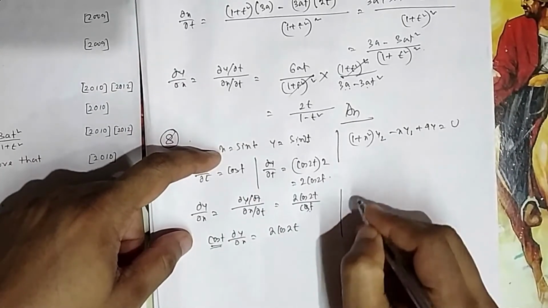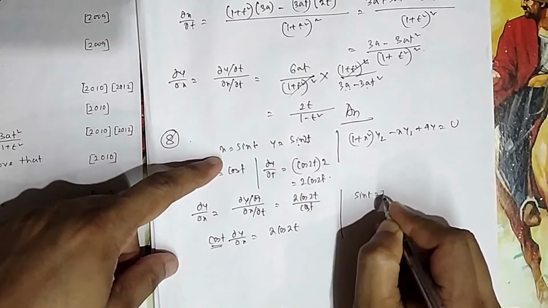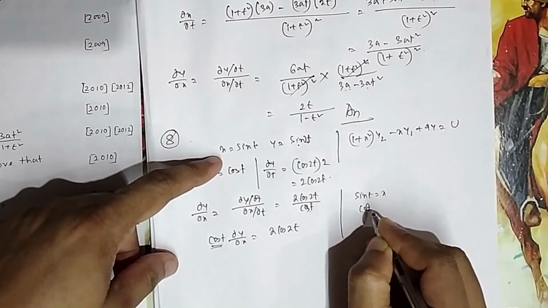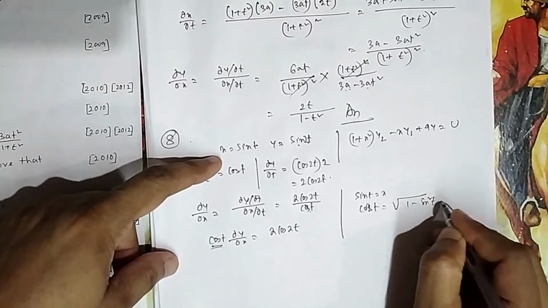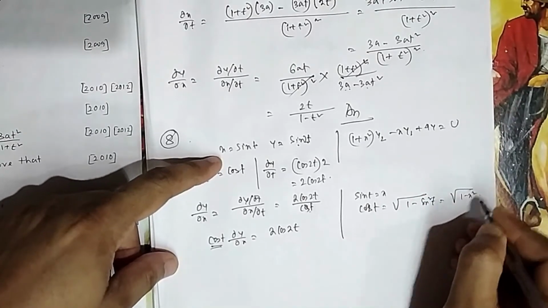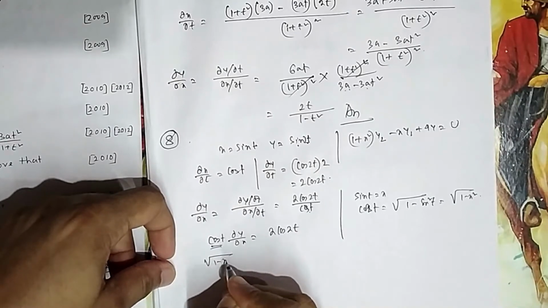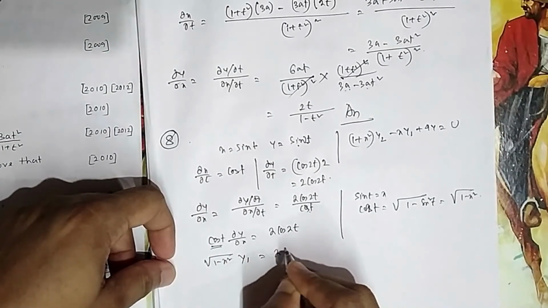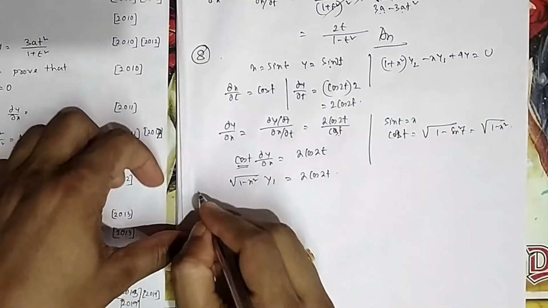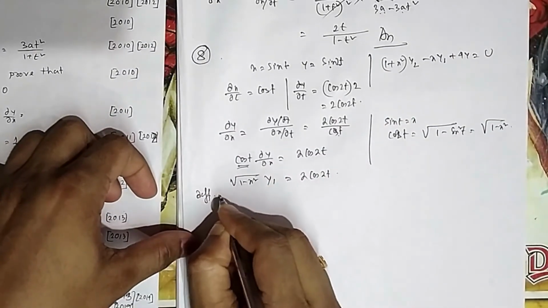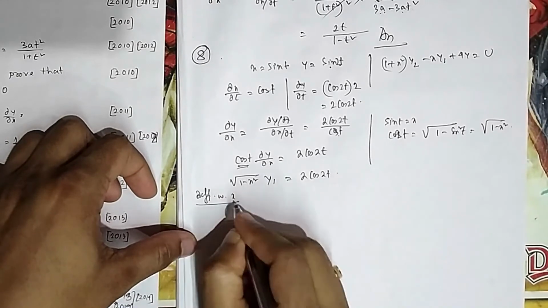Sin t is equal to x, therefore your cos t will be equal to under root 1 minus sin square t, that is under root 1 minus x square. So we will put this one: under root 1 minus x square y1 is equal to 2 cos 2t. You have to be very careful for this one. Now you differentiate again with respect to x.